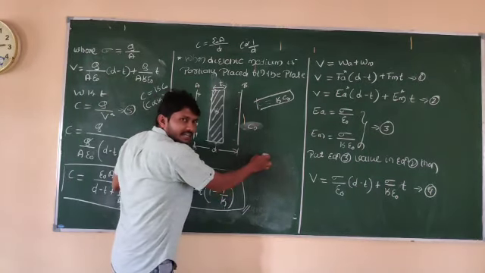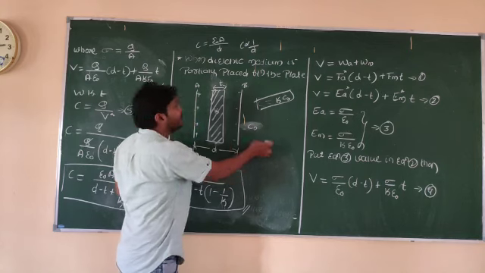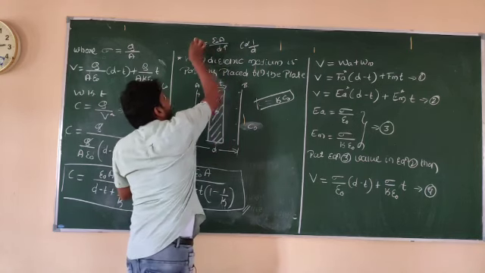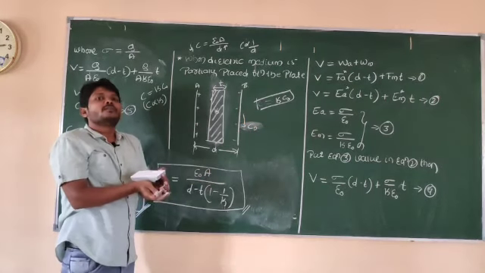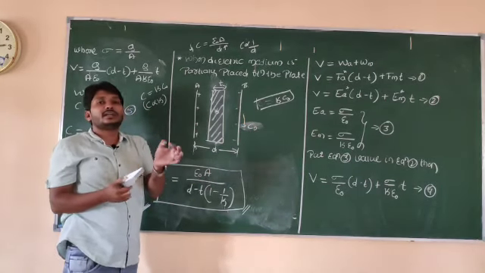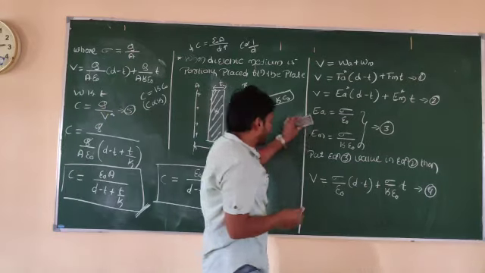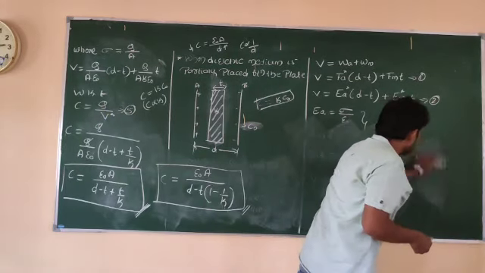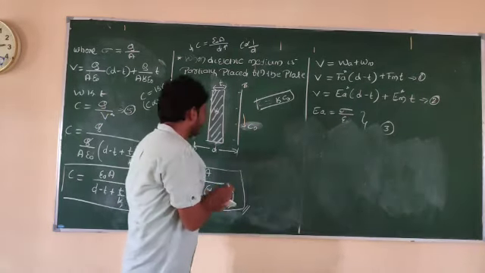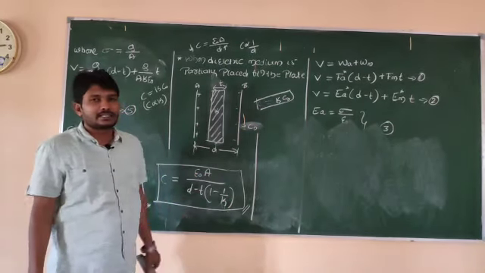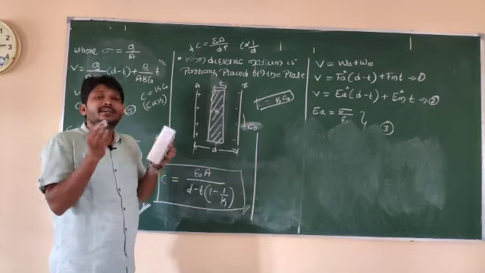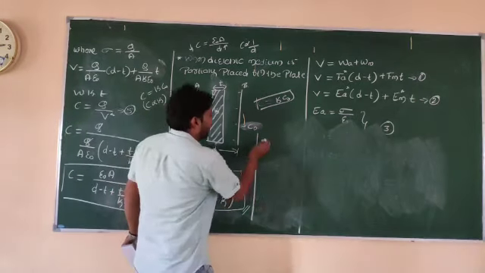Why? Because if I increase the distance between the plates, its capacitance value will decrease, and again it will reach the initial value. For what distance do I need to increase in order to get the same capacitance value here? Hope you are understanding this concept. So look here. In order to get the same capacitance value, I need to increase the distance between the plates.